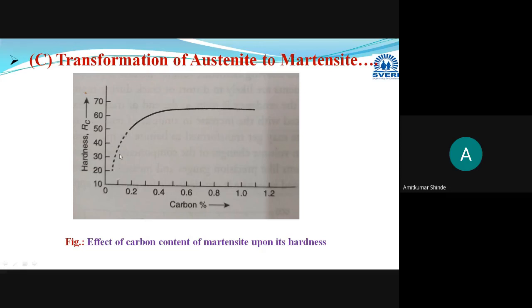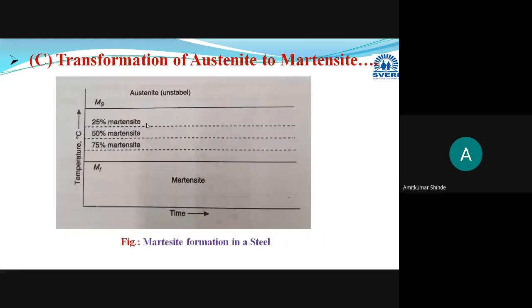These are non-hardenable steels. Medium carbon steels you can harden, and they will give you more hardness also. Then in this diagram, we are indicating that austenite is transforming to martensite.